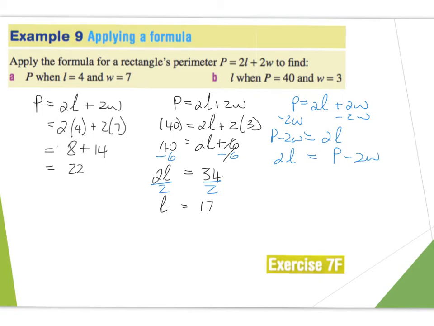I'm now going to divide by 2 to get rid of 2. So I'm going to divide by 2 and I'm going to divide by 2. That's going to cancel. So I can say a new formula: L equals P minus 2W, divided by 2. If I now substitute the values that they've given me, that is, P, use brackets, 40 minus 2 times W, which is 3, divide by 2, will give me 40 minus 2 times 3 is 6, is 34, and 34 divided by 2 equals 17.